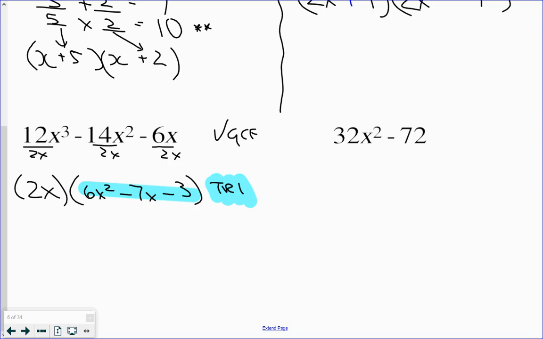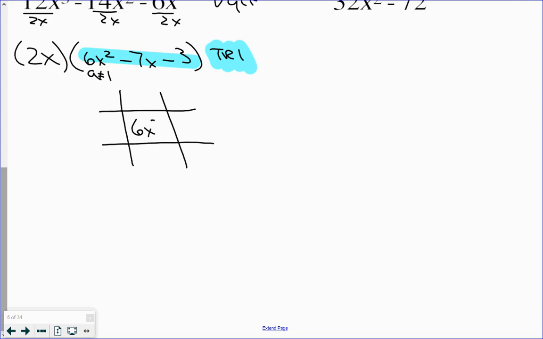So now, look at the A. A does not equal 1. So we are going to do a tic-tac-toe. So we've got 6x squared in the middle, negative 3 in the bottom right, and then negative 7x. We leave that till the end. Now again, I'm going to focus on the 3, because there's only one way to multiply to get 3, and that's 1 times 3.